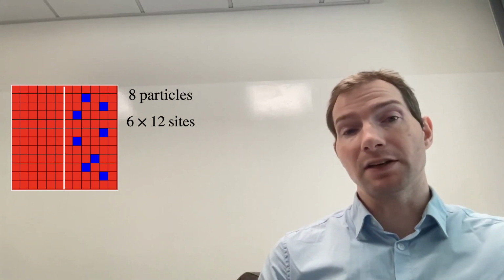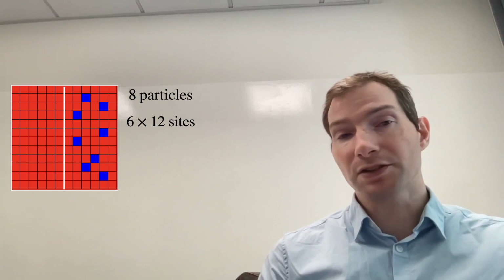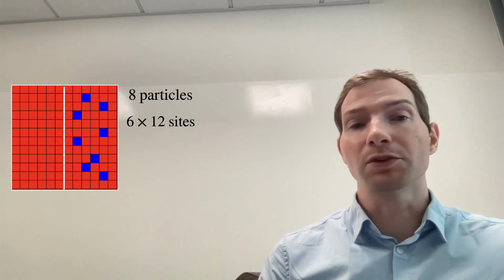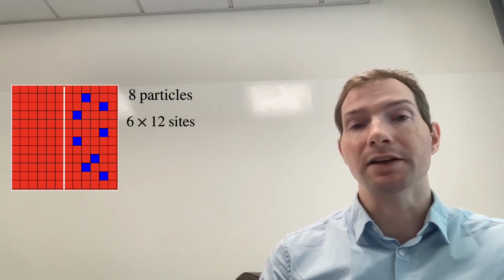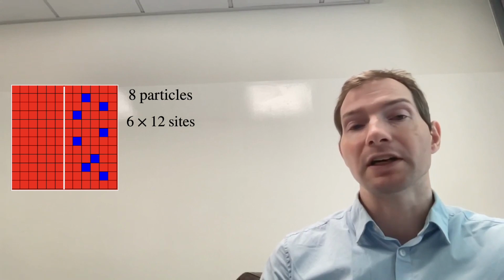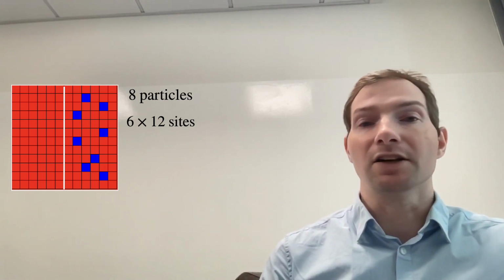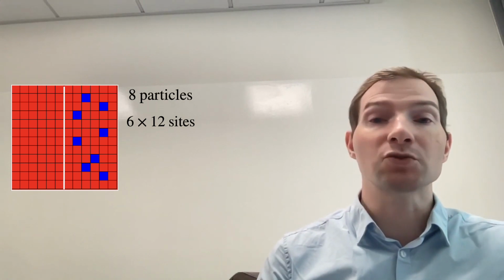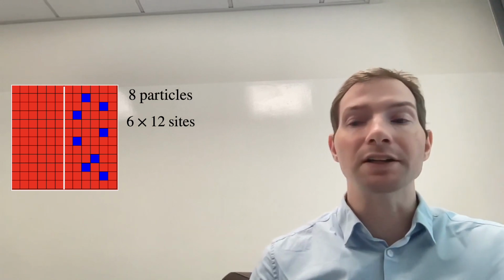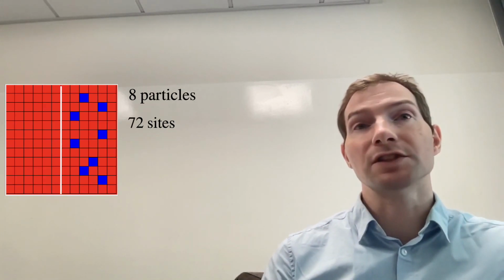Now, the current depiction I have here is basically that you've got a box that has been split in 2 by a wall, and the wall is represented by a white line here. So the 8 particles I've put in the box here are only able to move in the 6 times 12 available sites. So in essence, you've got 8 particles that can move on 72 sites.